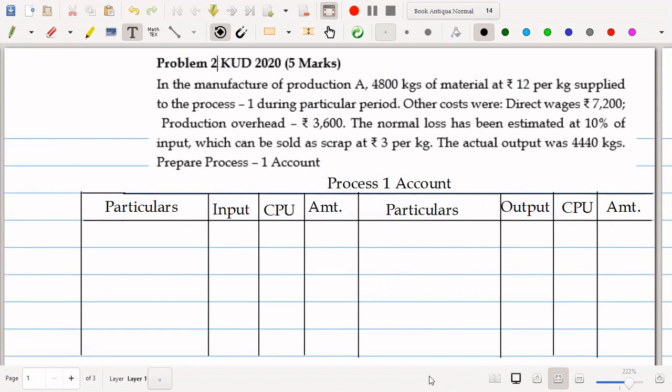So this is the format. The format is ready now. Let us make the entries. Units introduced.